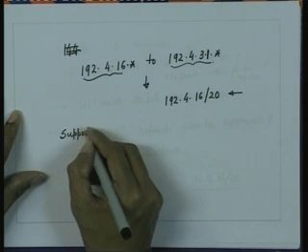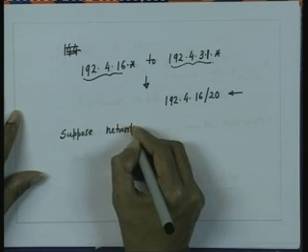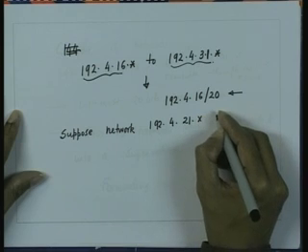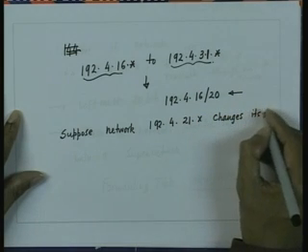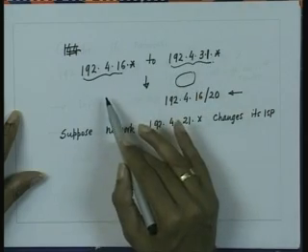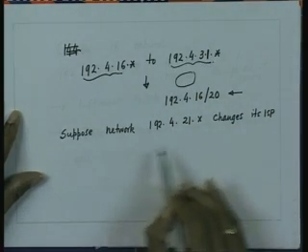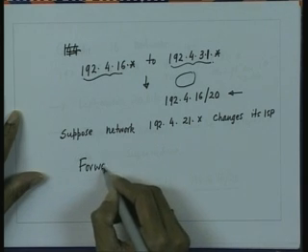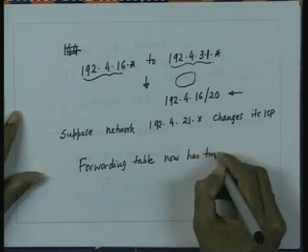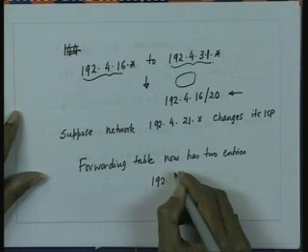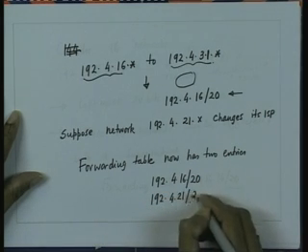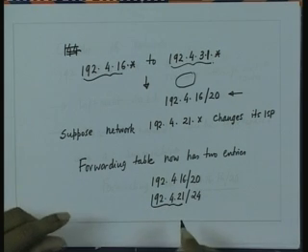Now suppose out of these, the network 192.4.21.x changes its ISP, and therefore it is no longer reachable through the same router through which these networks were reachable. If that is so, then the forwarding table will now have two entries. One is 192.4.16.20 and another one is 192.4.21.24, because this now represents the complete IP address.